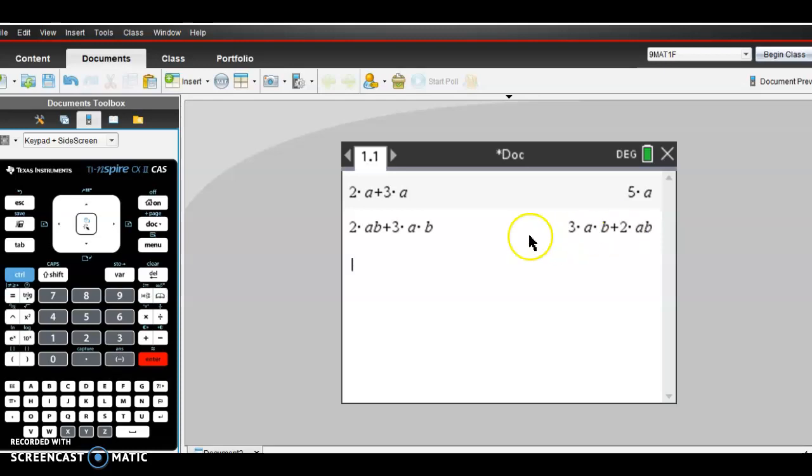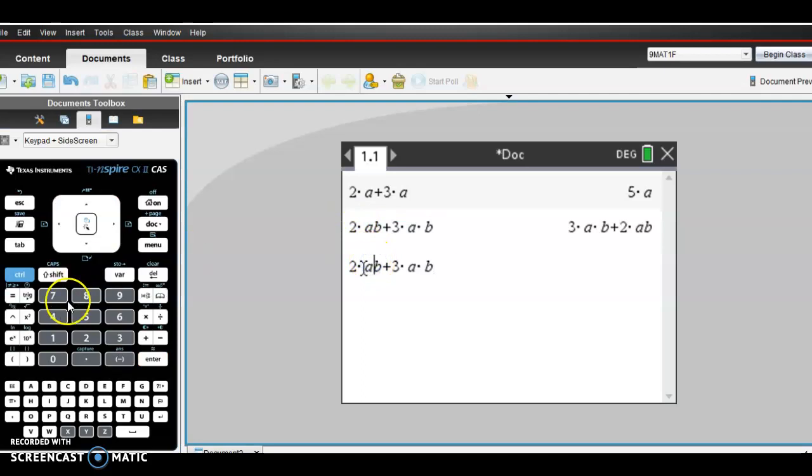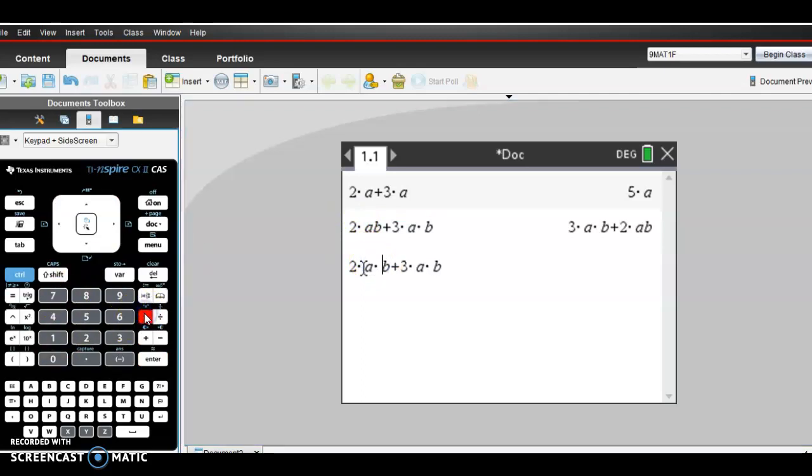You must remember that whenever you have two pronumerals right next to each other, we know that means multiply. So make sure you put a times in there. If we put a times in there and press enter, it recognizes that in actual fact there are two terms. Both of them have the pronumerals A and B.